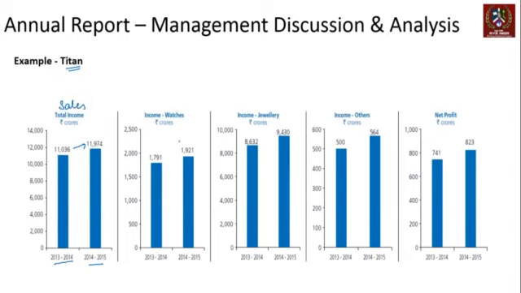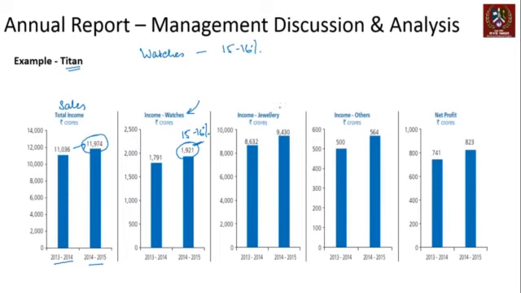Now, what are the segments in which Titan is? One part of the segment is watches, for which it is most well known, which is the watches of Titan. But you will note that the watch segment actually contributes only 1,900 crore of sales out of about 12,000 crore of sales. So that's roughly 15 to 16% of the revenue coming from the watches segment.